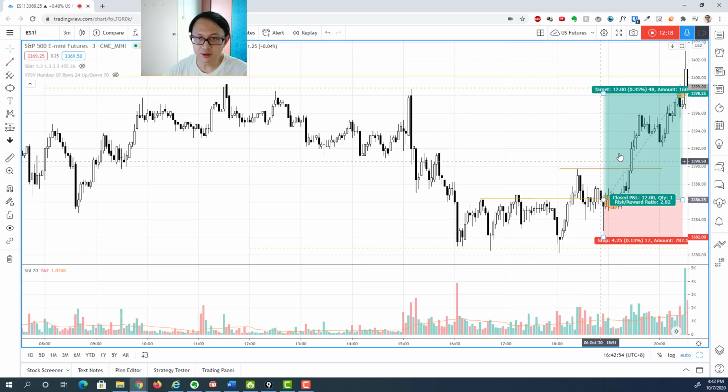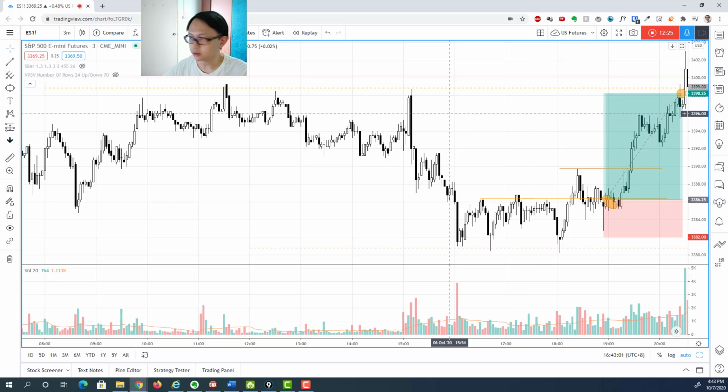Overall, this is a relatively good reward to risk ratio, about 2.8. Depending on how you manage the trade, I believe that if you waited a bit longer, you probably could catch a few more points, up to this big bullish bar here.